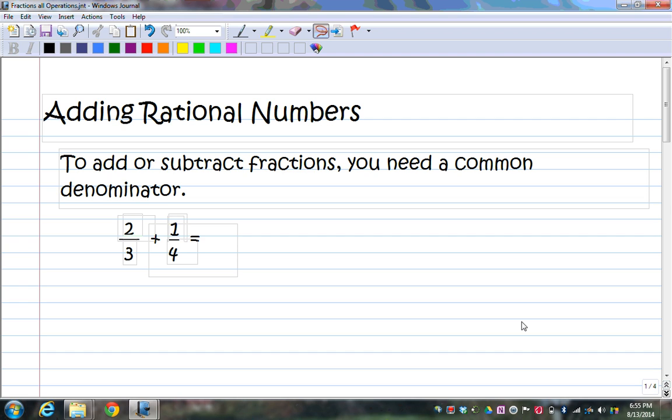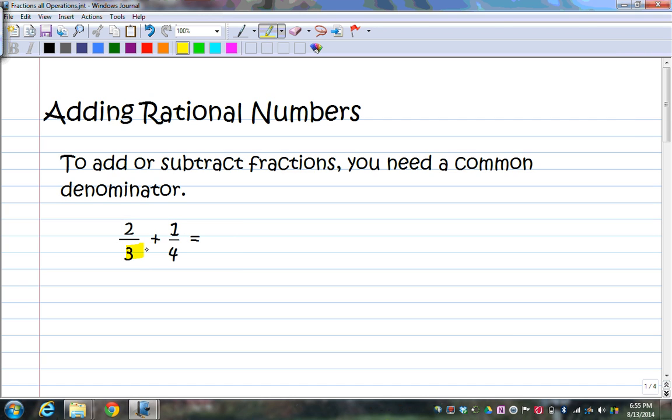Now, here I say to add fractions, you need a common denominator. In other words, the number down on the bottom, which is the denominator, needs to be the same. These are not, so we need to get one in common. So you look and say, what will both of those numbers go into? Now, it's always nice if you have one that goes into the other, but here it's not the case. I'm going for the least common denominator, which in this case would be 12.